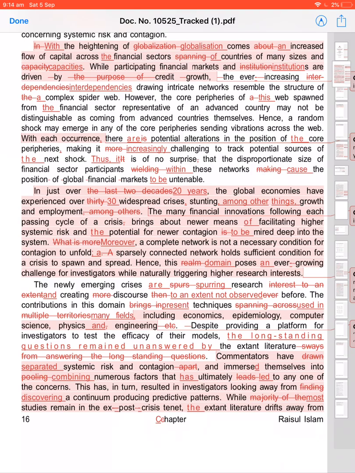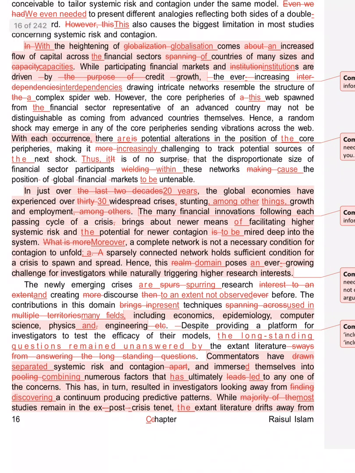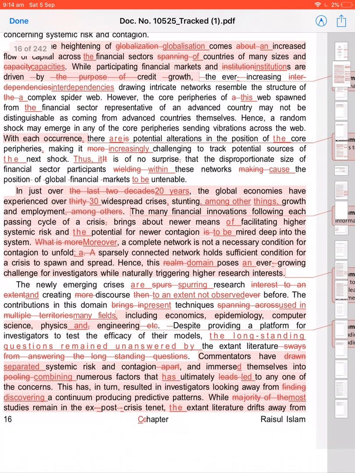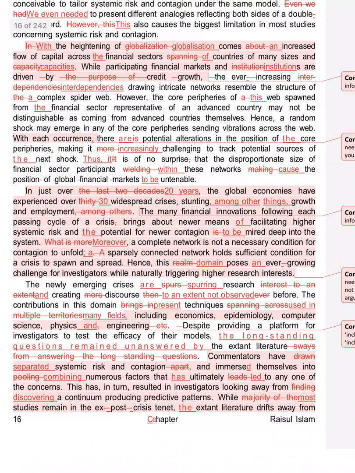Thus, it is of no surprise. So if you're using it, it should follow thus. It should be preceded by thus. A disproportionate size of financial sector participants within these networks, not wielding, cause the markets to be untenable. Cause it to be untenable.